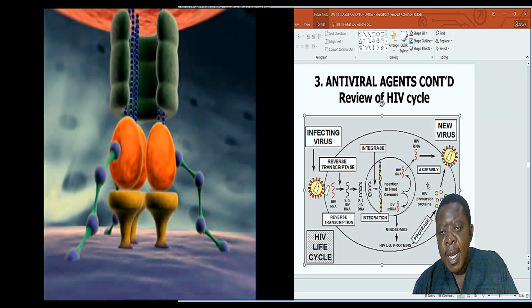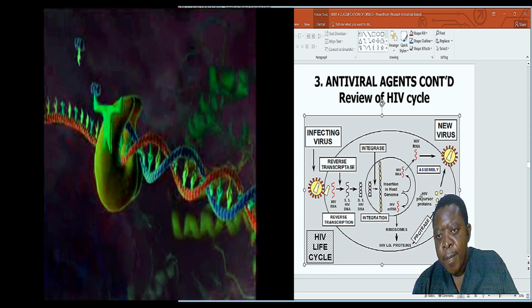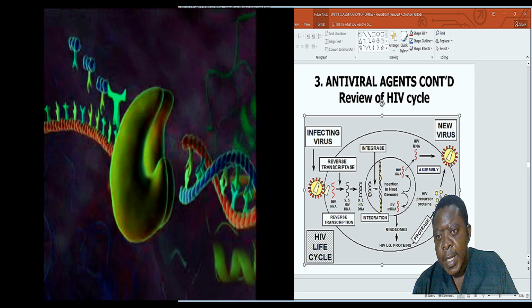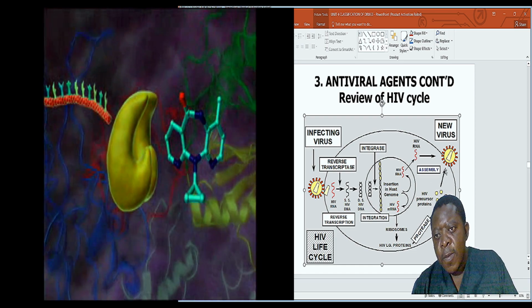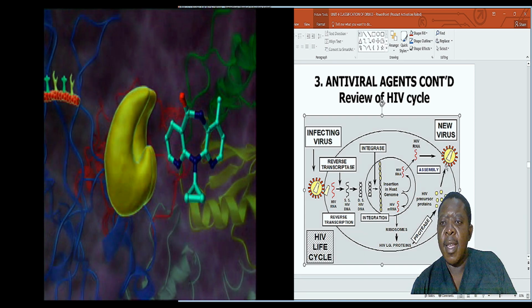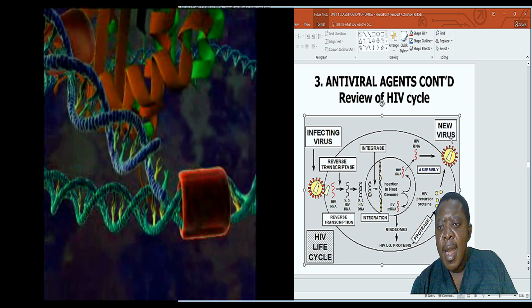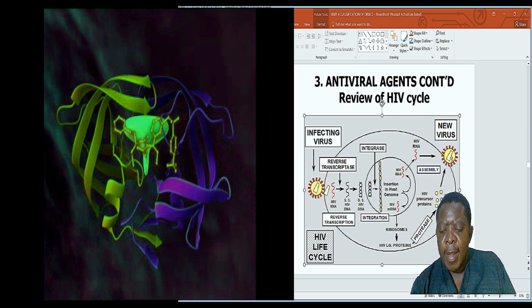Okay, so now the HIV RNA that has now been produced is going to assemble with the HIV precursor proteins here to form new virus. So when the new virus has been formed, then it buds out here as a new virus by acquiring an envelope. Okay, so that is how the HIV virus replicates.